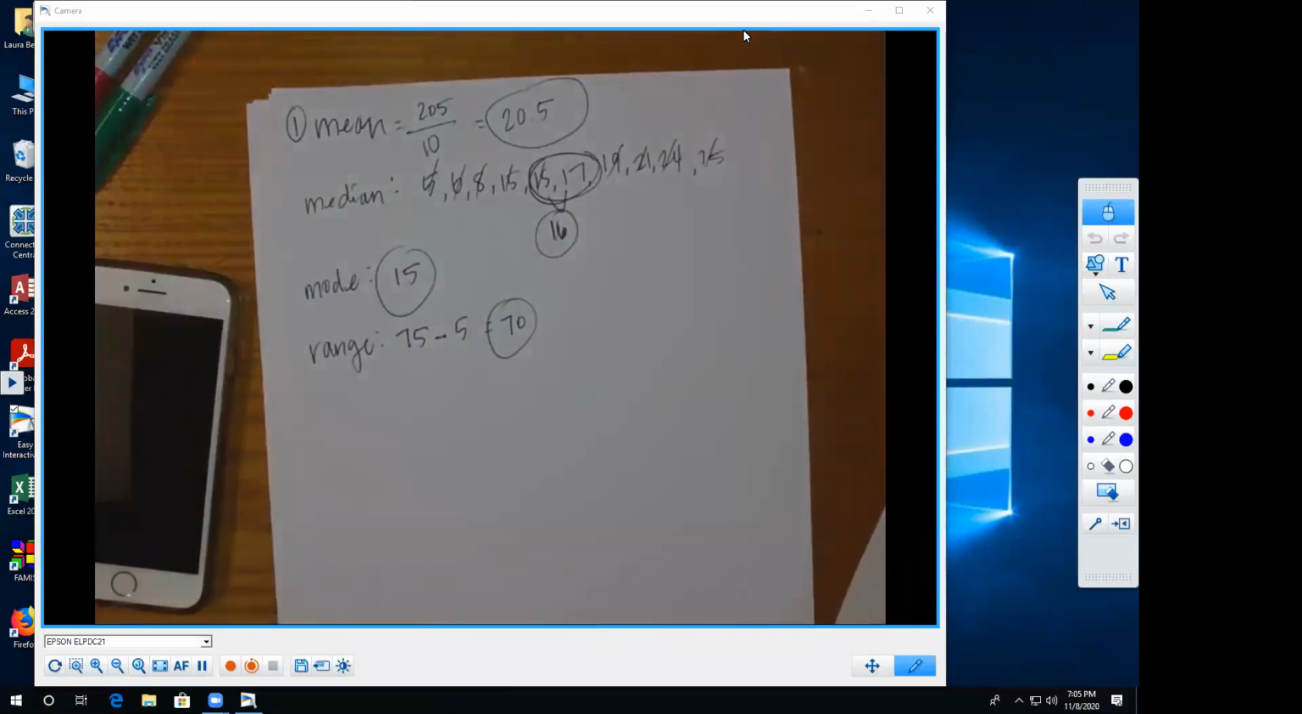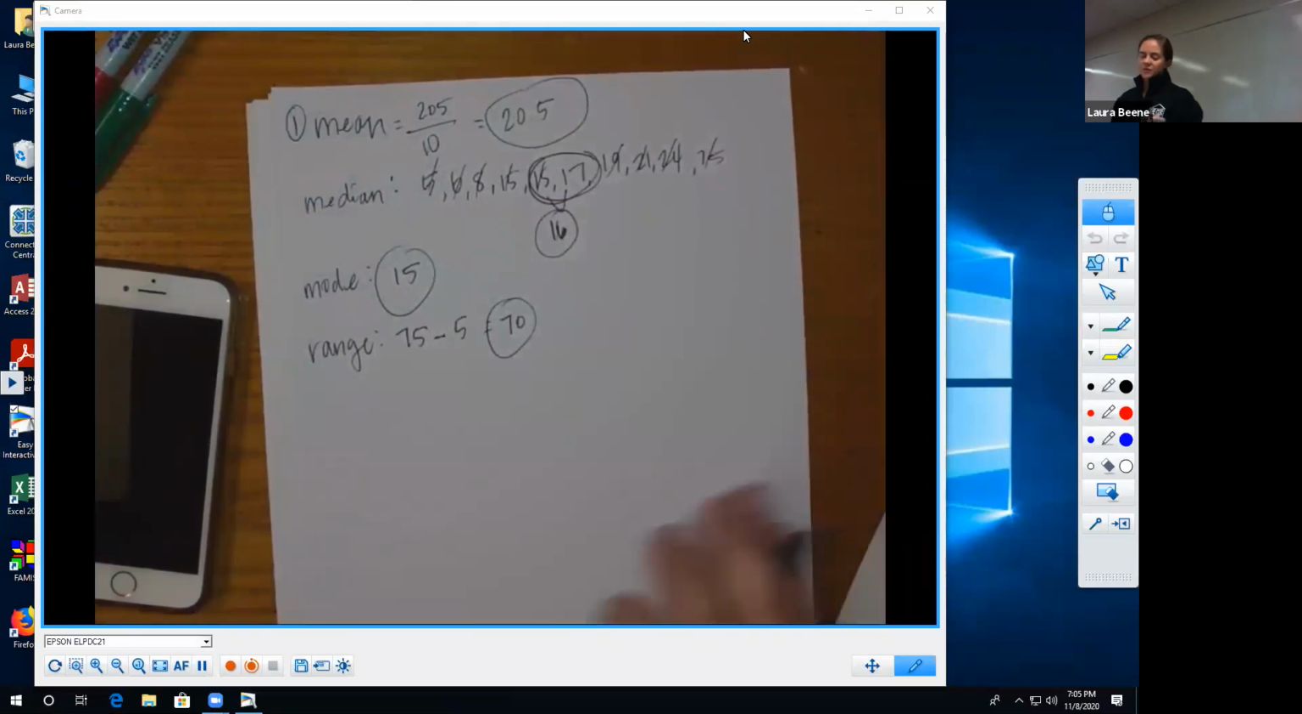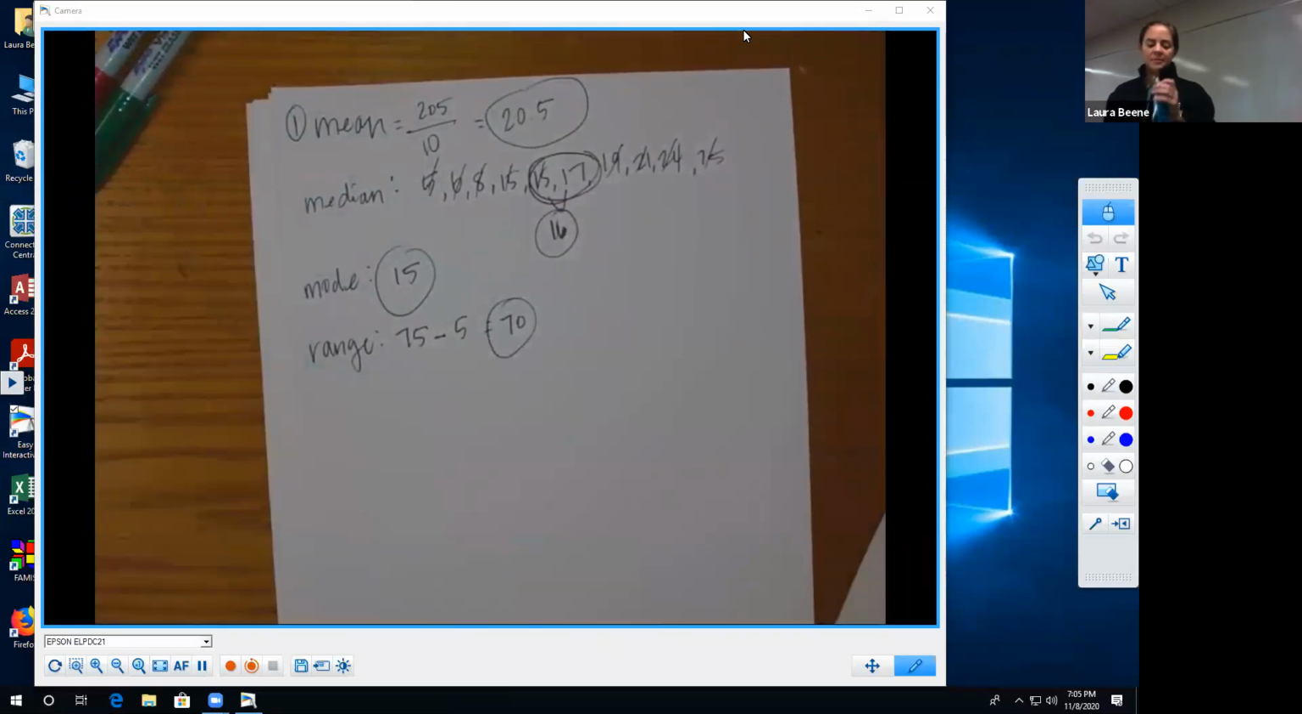I have a question. Yep. If we have two of the modes, what do we do when it's? You write both of them down. Or if you have 3 modes or 4 modes, you should write them all down.